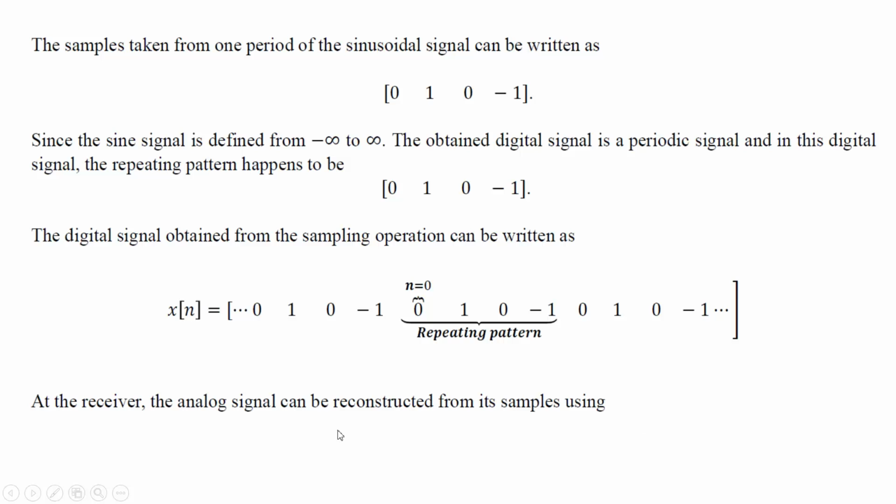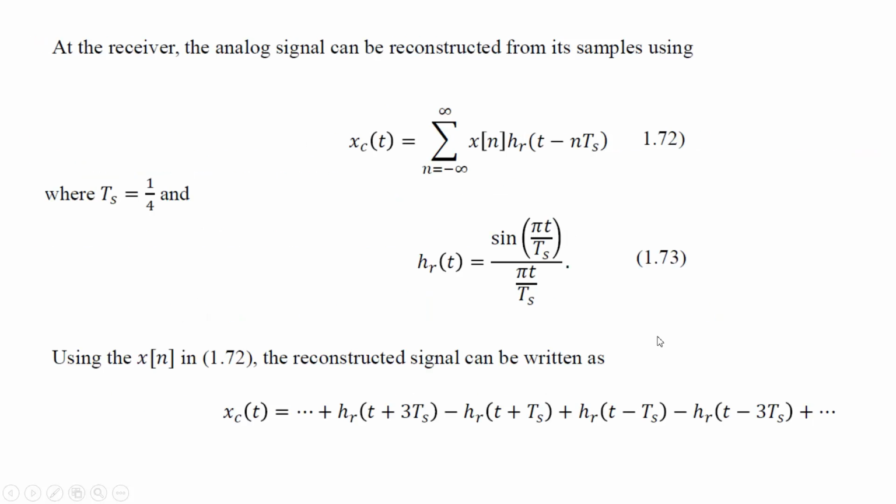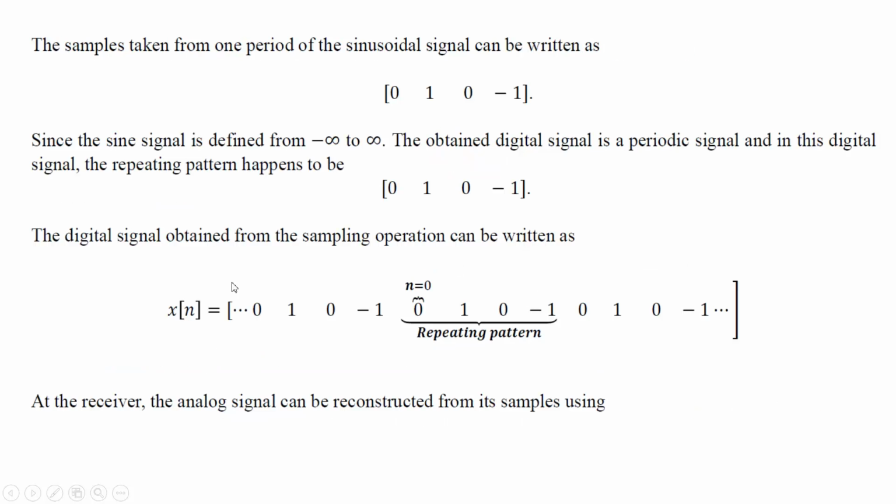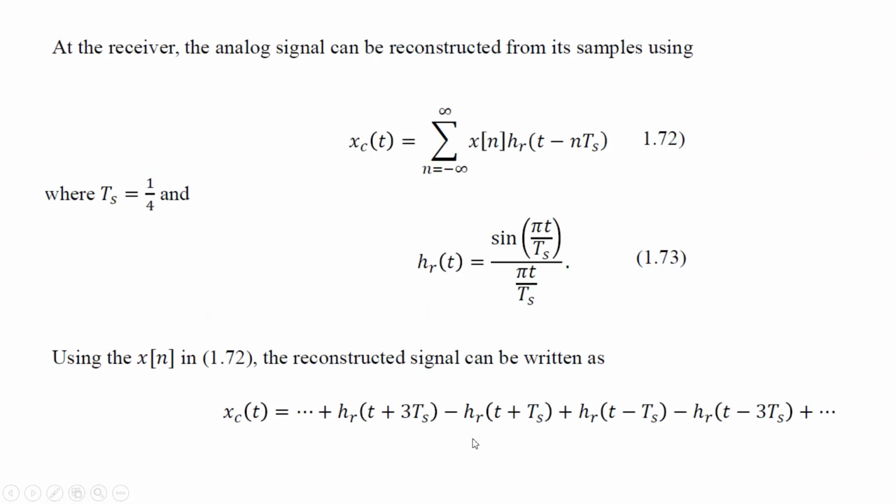If you see the repeating pattern, some of the values are zeros, some are ones and some are minus 1. Accordingly, with the multiplication of the digital sequence with this impulse response, you will see that the continuous time signal will be represented by these values, hr of t minus Ts and so on. All these values can be obtained by multiplying the input sequence, which is this repeating sequence, with this pattern as the repetition pattern, and we can obtain this sequence.